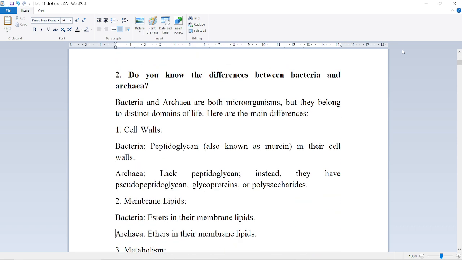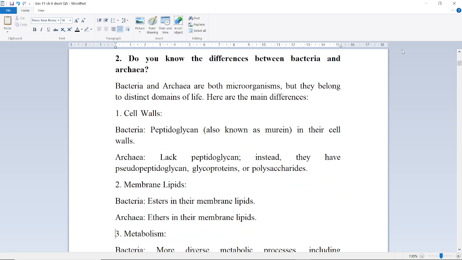Next question is, what is the difference between bacteria and archaea? Bacteria and archaea are both microorganisms, but they belong to distinct domains of life. Here are the main differences. First one is cell wall. Bacterial cell wall is made up of peptidoglycan, also known as murein. Archaea lack peptidoglycan. Instead, they have pseudopeptidoglycan, glycoproteins, or polysaccharides.